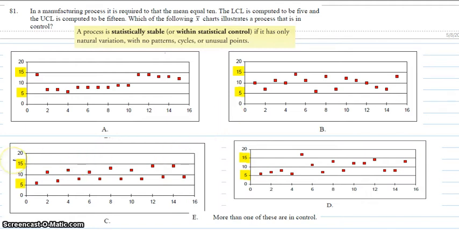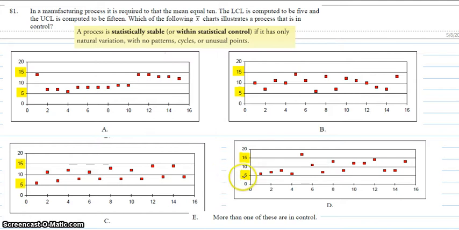Graph C, which is in the lower left-hand corner, at first glance you can automatically see there's a pattern there. There is an automatic cyclical pattern. Low, then up, then down, then up, down, up, down, up, down, up, and that pattern just continues through the whole graph. So graph C is not in statistical control. Let's look at graph D.